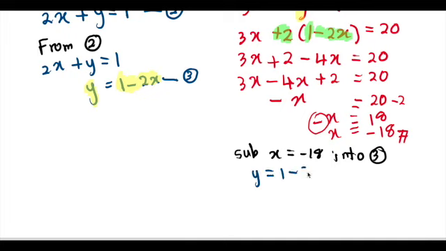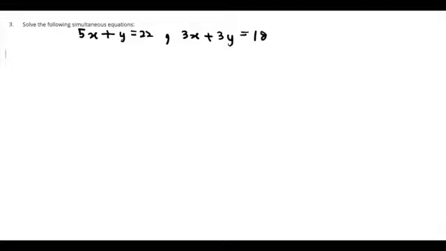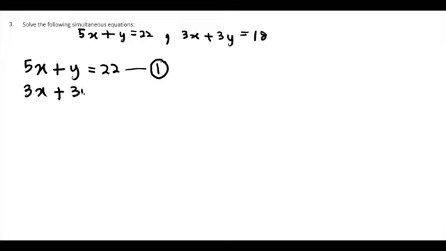So write down equation 3 again, and we substitute x now with negative 18. Put a bracket around the term you substitute. So negative 2 times negative 18 is positive 36. 1 plus 36 is 37. Okay, done. Number 3. So put down equation 1. 5x plus y equals 22 is our equation 1. 3x plus 3y equals 18 is our equation 2.